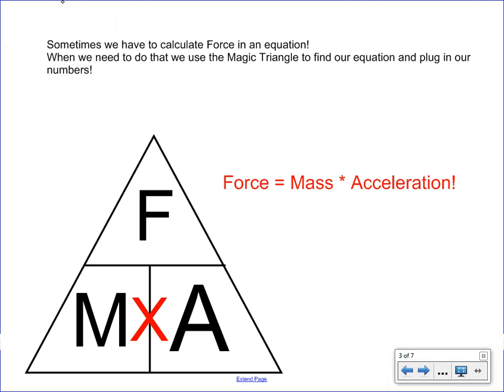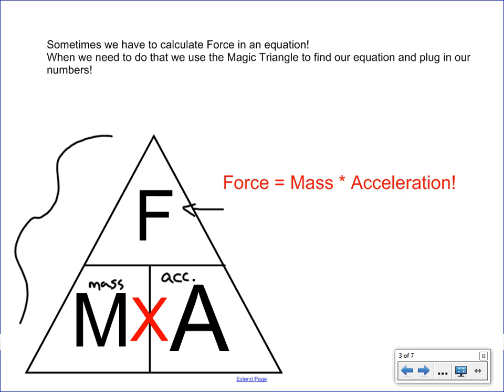Sometimes we have to calculate force in an equation, and that's where we're going to use our magic triangle. This right here is our magic triangle. Okay, our formula is force equals mass times acceleration. Whenever we're using this triangle, force always goes on top. And then we have mass on the bottom next to acceleration.